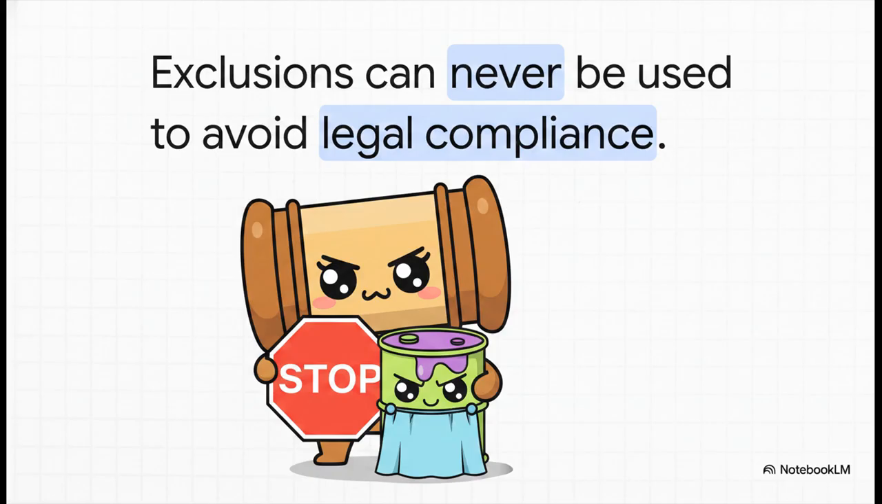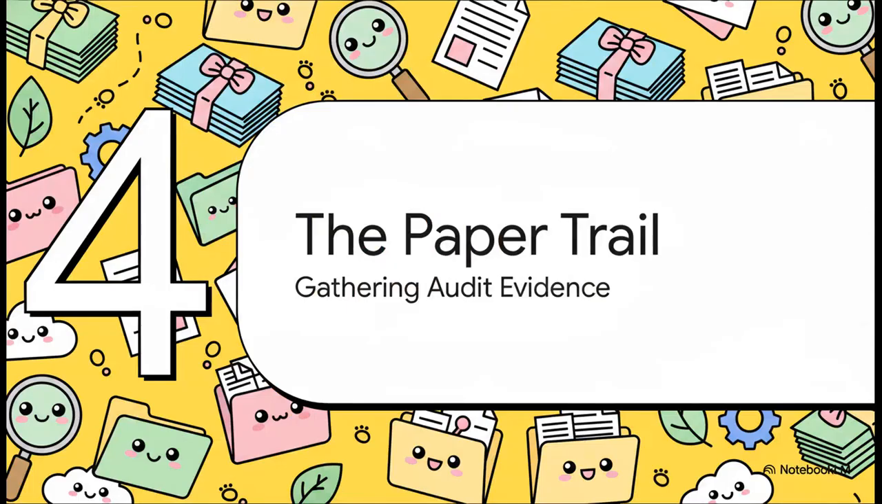ISO 14001:2026 strictly prohibits carving out activities simply to reduce the complexity of an audit or to minimize compliance duties. If an activity generates a significant environmental impact, it belongs in the scope. Period. So, how do auditors actually prove a company is hiding something? We enter Section 4, the paper trail, gathering audit evidence. This is the core analytical focus where our detective gathers their airtight proof.